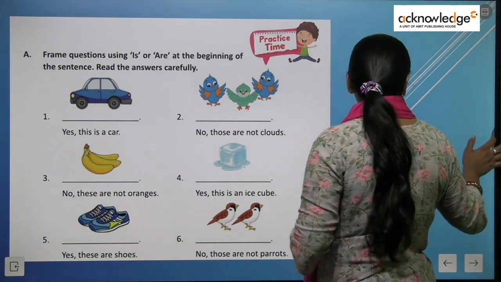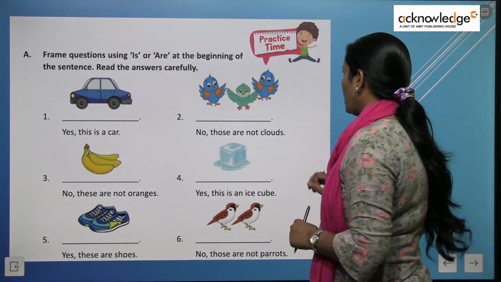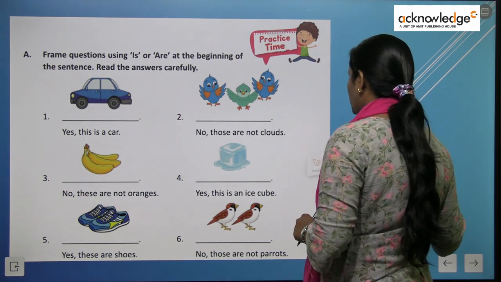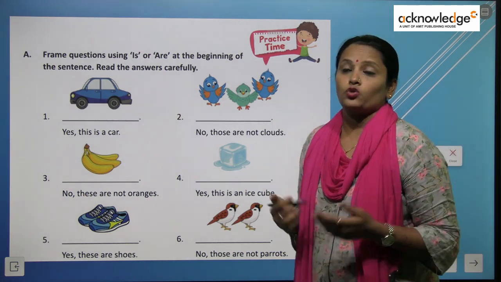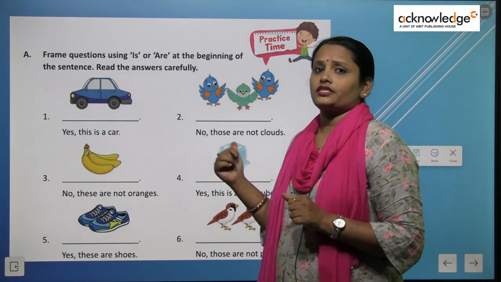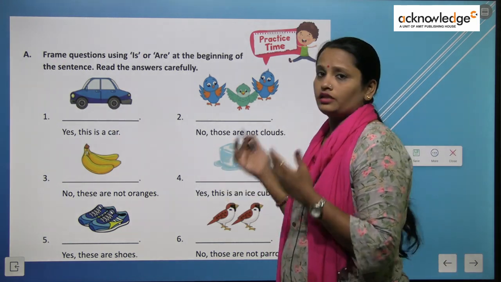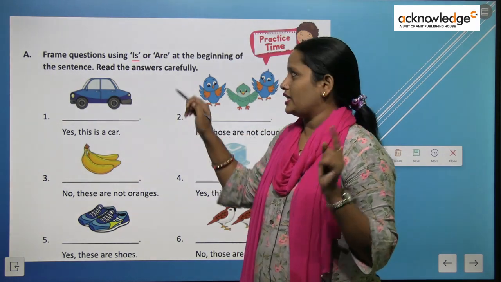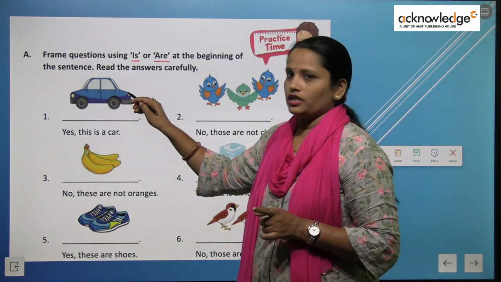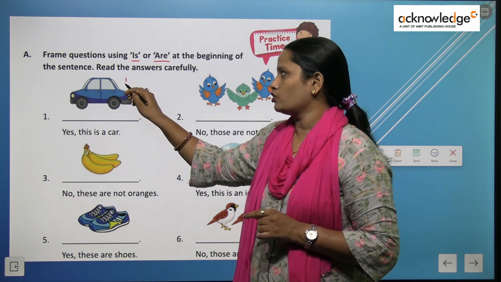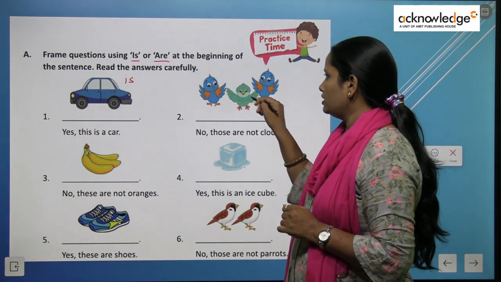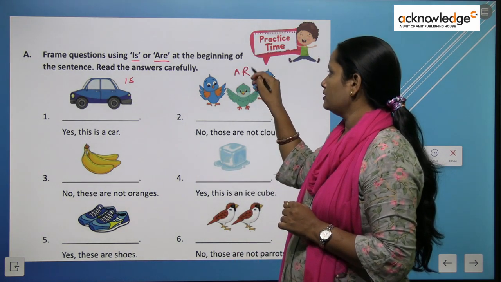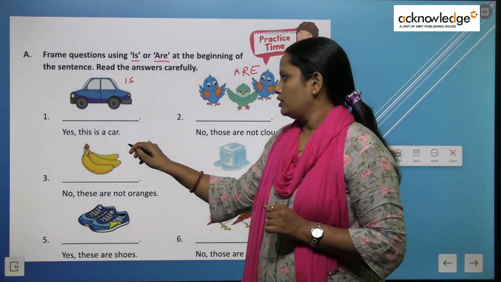So always put a comma after yes or no questions. Okay. So quickly I know that everybody must have understood, and those who haven't, by doing this exercise I know that you will understand it better. So we have to frame questions using is or are. So here is only one car, so we are going to use is. There are many, we are going to use are.